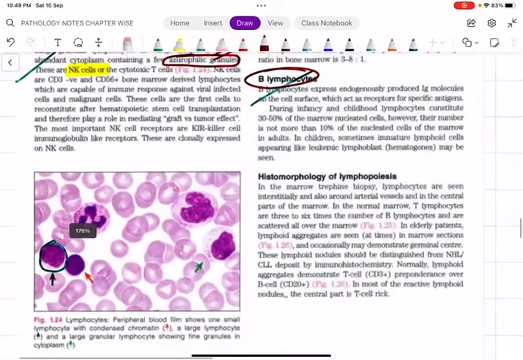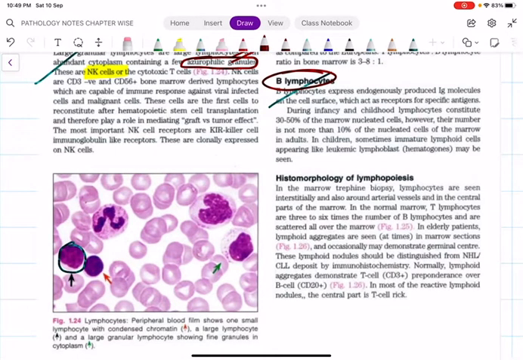Then another most important thing, this is what you can see. You can see the large and small lymphocytes.